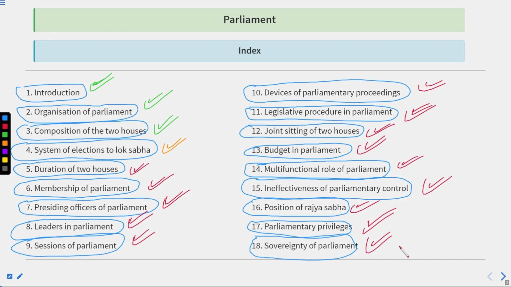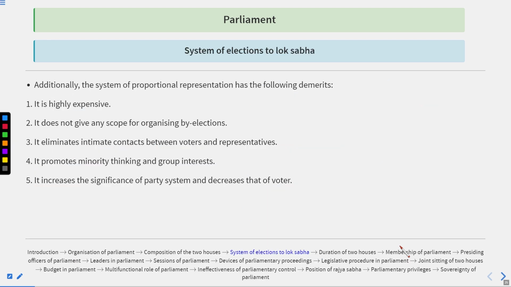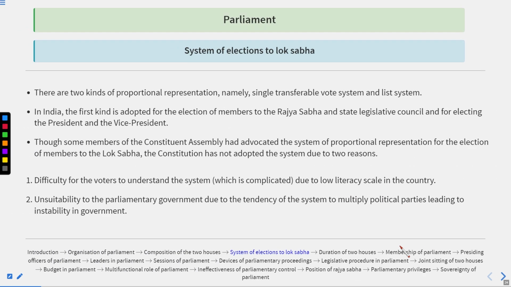Okay, so that is the picture that we have created so far altogether. So basically in this lecture we will continue from where we left off in the previous lecture. All right, so let's start from there. In the previous lecture we were discussing that there are two kinds of proportional representation. Okay, first one is the single transferable vote system and second one is the list system.